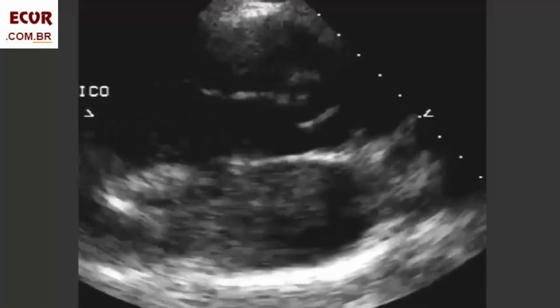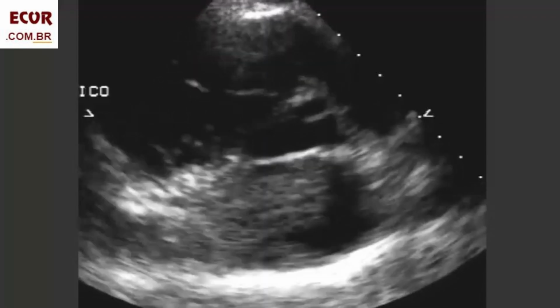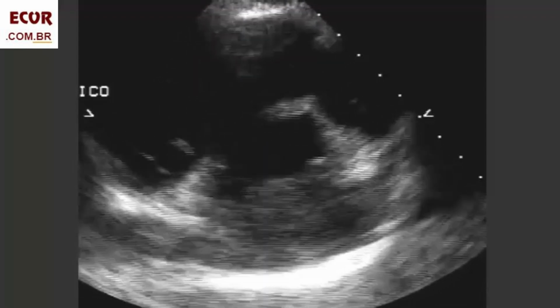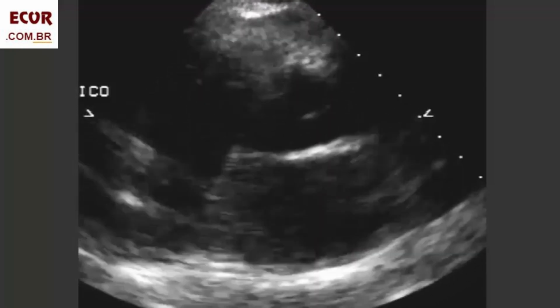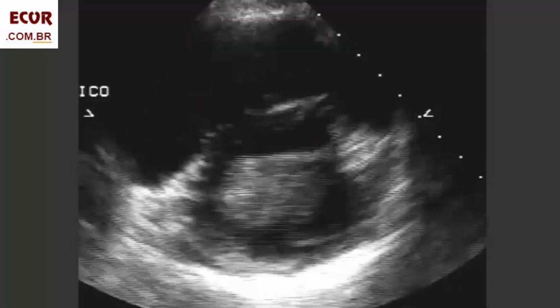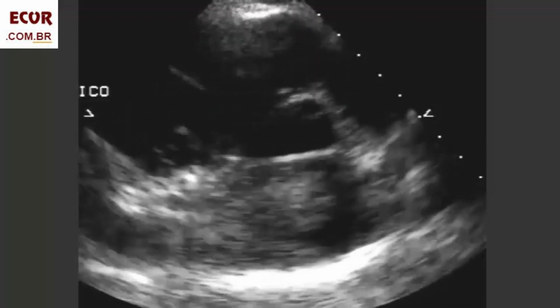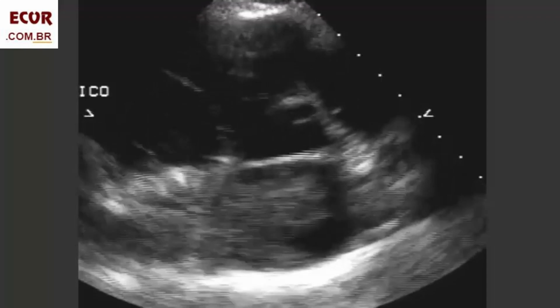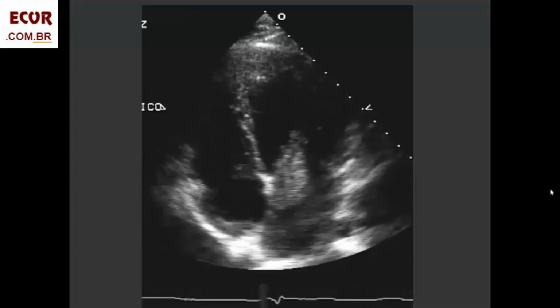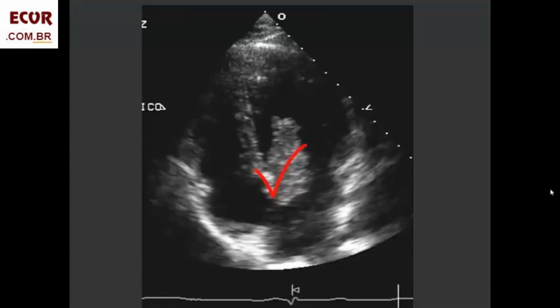Next, we must ascertain its attachment to the interatrial septum, since this is its main characteristic. When we demonstrate its attachment to the IAS with a pedicle, we may be very confident it's a myxoma. As demonstrated in this apical four-chamber, notice here its attachment to the atrial septum.